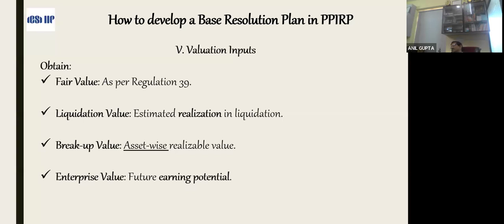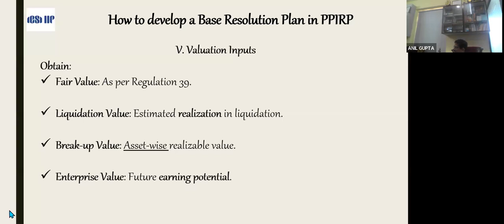Why? Because the PPIRP application has to be submitted by none other than the corporate debtor, not by the financial creditor or operational creditor. Today, I am giving the base resolution plan. You treat it as a rough base resolution plan. The point, sir, is that it can be changed 10 times, unlike the resolution plan, where you can change only 2 times.